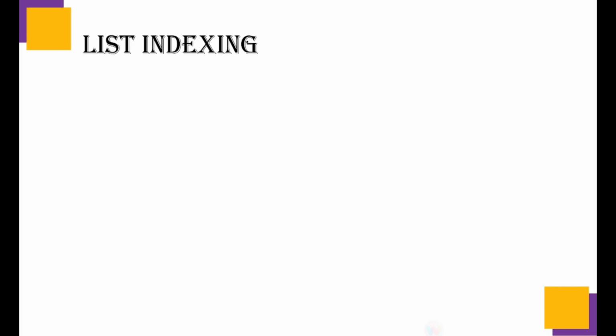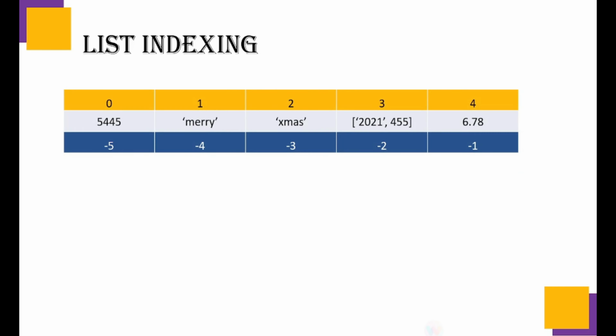Moving ahead, we'll see what is list indexing. As I said, lists are ordered, so each and every element in a list is given a specific index number through which we can access each and every element. Here you can see there's a list of 5 elements: 5445, Mary, Xmas 2021, 455, 6.78, and so on. The index number will always, remember this, start from 0, not 1. 0, 1, 2, 3, 4, and so on.